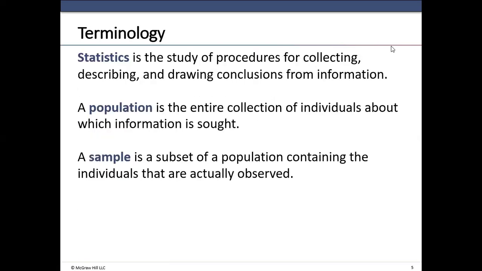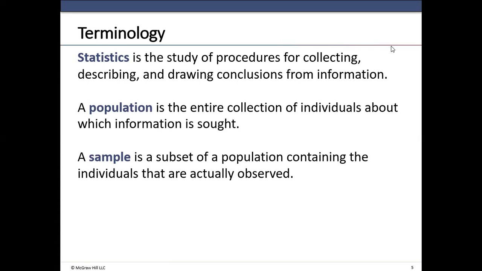So here are some of the involved terms. The first one is statistics, the study of procedures for collecting, describing, and drawing conclusions from information. So first we'll collect information and then we'll describe the characteristics of the information and then we'll draw conclusions from the information that we have gathered. What is a population? It is the entire collection of individuals about which information is sought, such as all the students at a college registered in spring semester, the entire collection of all students.